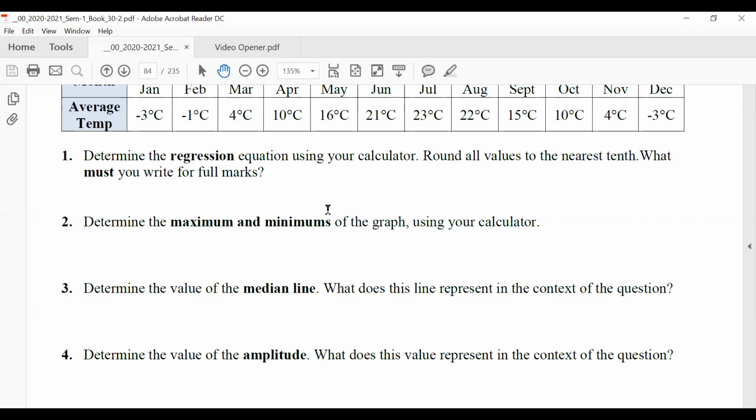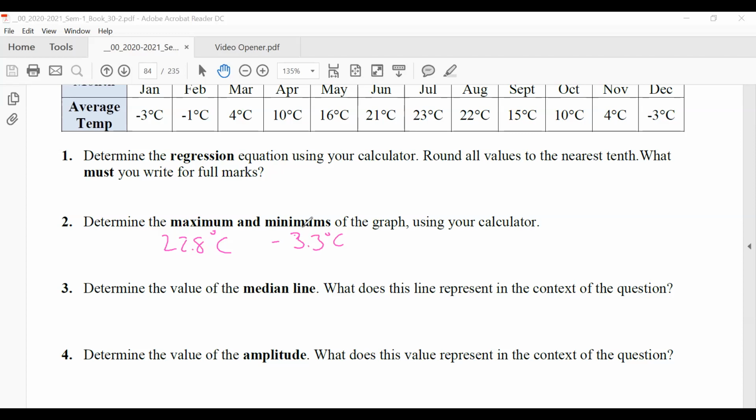So max, 22.8 Celsius. Minimum, negative 3.3 Celsius. Okay, there were two minimums there if you look at the graph, but guess what? They're both going to be the same because the sinusoidal graph is known as periodic. It repeats.